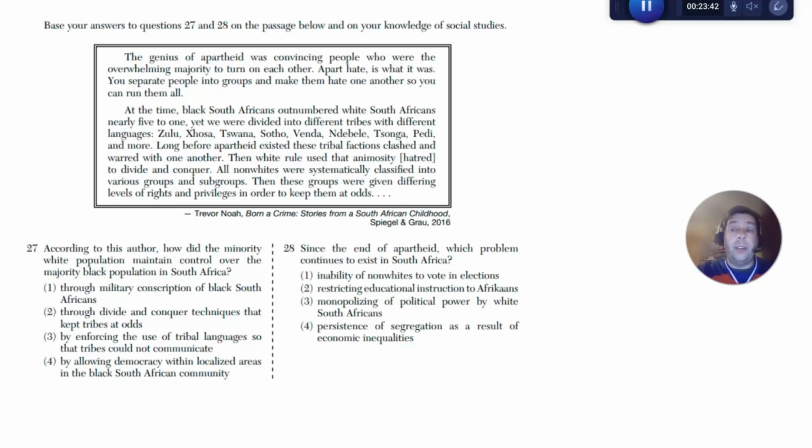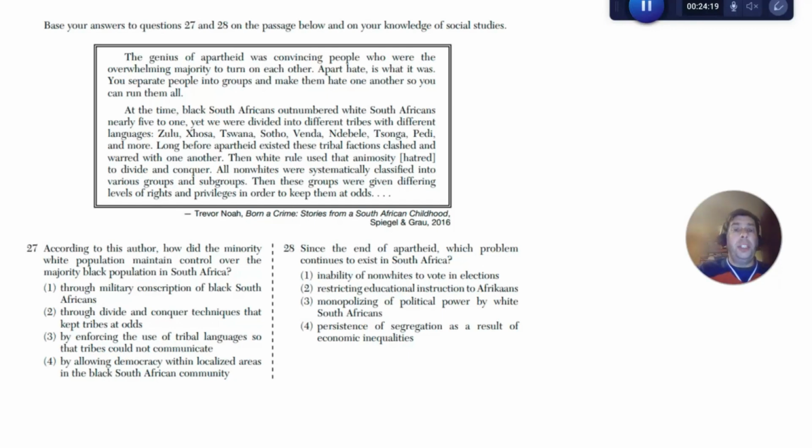Now, obviously, you read the context. It could be just a general question about the economy or resources. However, probably about apartheid. According to this author, how did the minority white population maintain control over the majority black population in South Africa? Now we know it's apartheid, as long as you remember what apartheid is. Since the end of apartheid, which problem continues to exist? Good question, it gives an opportunity to talk about something.